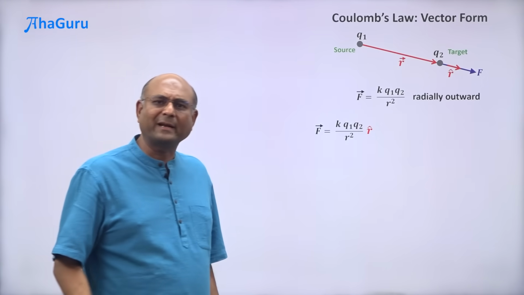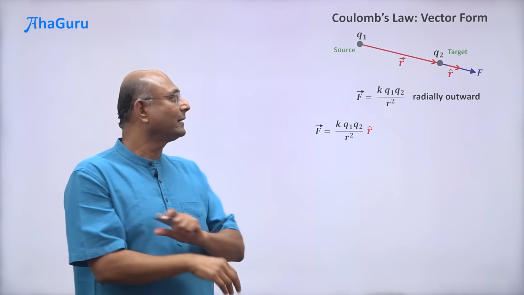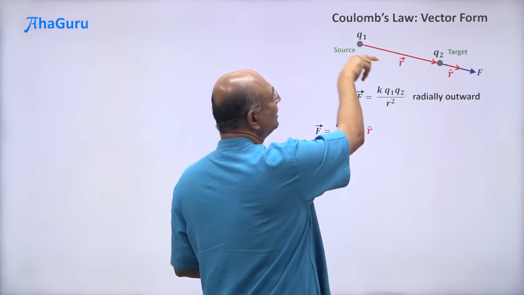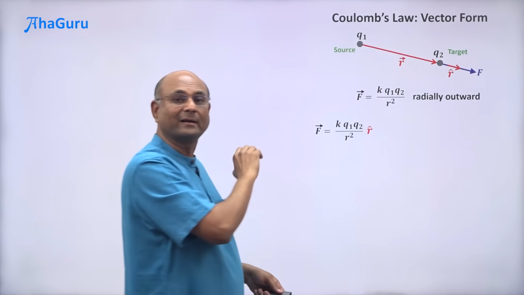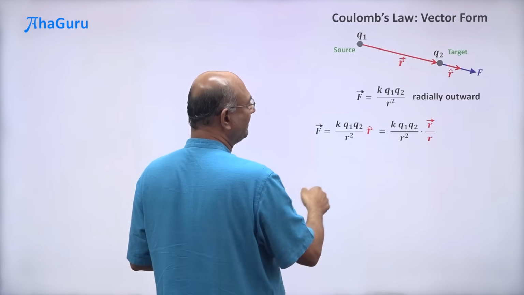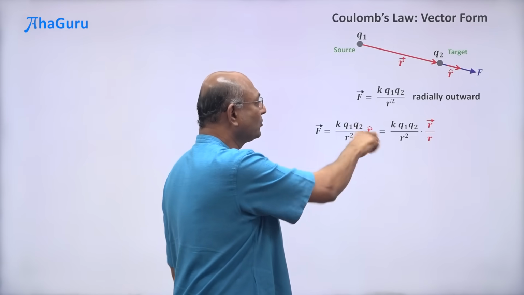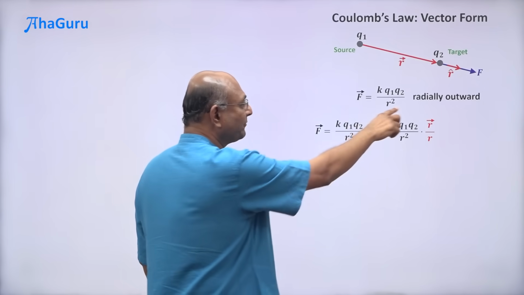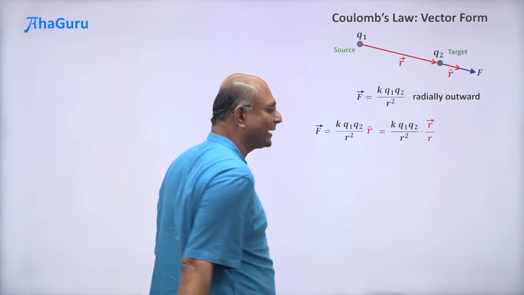How do I find unit vector? Take R vector and divide by the magnitude of R. Right? Magnitude of R vector is R. So what is R cap? R vector by R. So if R cap is R vector by R, I can write the force vector as K Q1 Q2 by R square into R vector by R. By the way, this is also a very useful way to write.